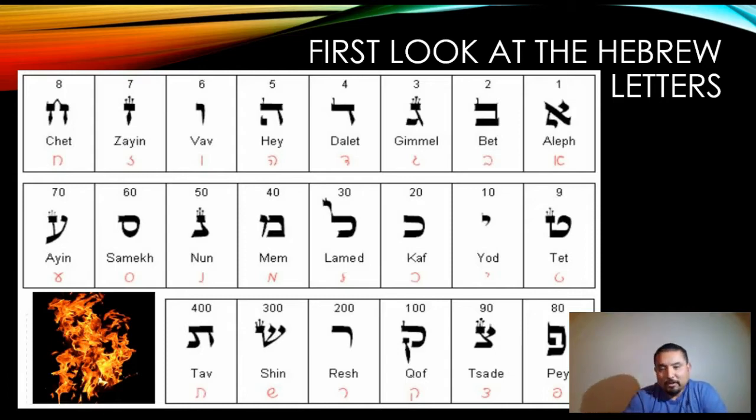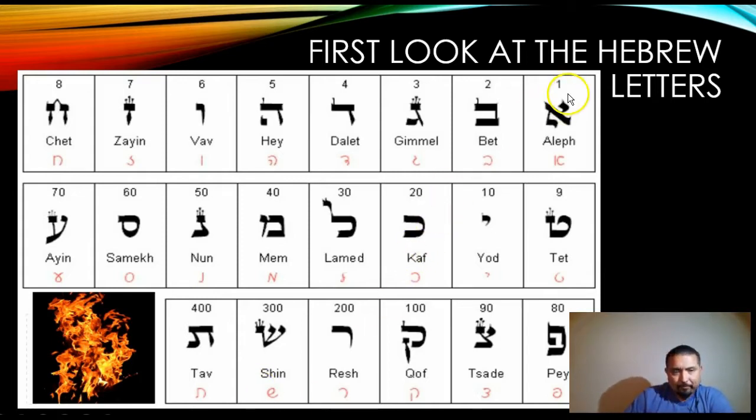Alright, so this is the first look of the Hebrew letters. So if you see, we have Aleph, Bet, Gimel, Dalet, He, Vav, Zayin, Chet, Tet, Yod, Chaf, Lamed, Mem, Nun, Samech, Ayin, Pe, Tzadi, Kuf, Resh, Shin, and Tav. Okay, those are the Hebrew letters, the 22 foundational letters. And there's some other letters that are out there, but they're meant for other things. These are the foundational letters here.